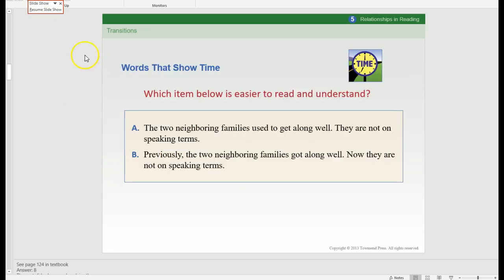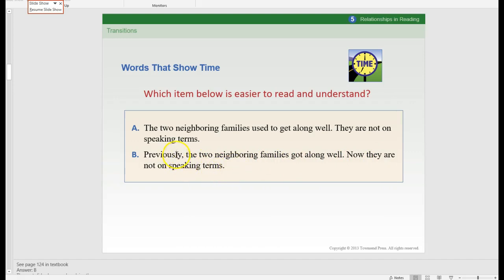Now we just went through addition words. Now we're going to jump to words that show time. If we look at A and B, you'll have to decide which one is easier to read. Pause. Okay, so if you're back, obviously B, you're saying previously the two neighboring families got along well. Now they are not on speaking terms.